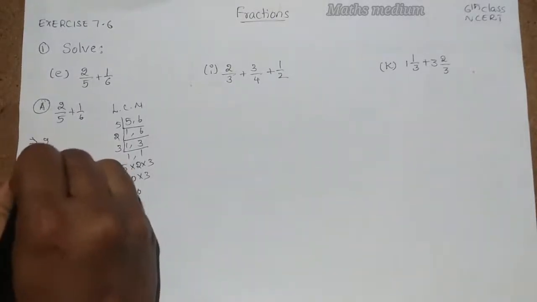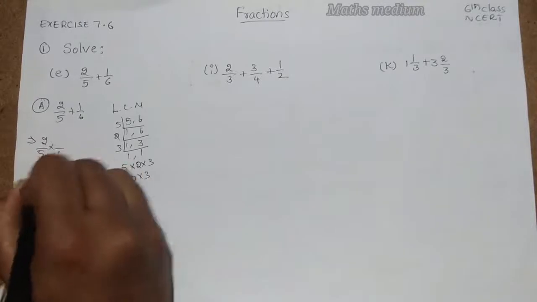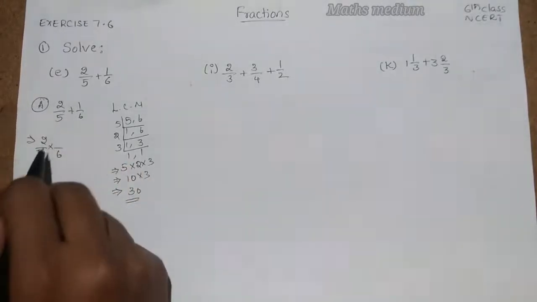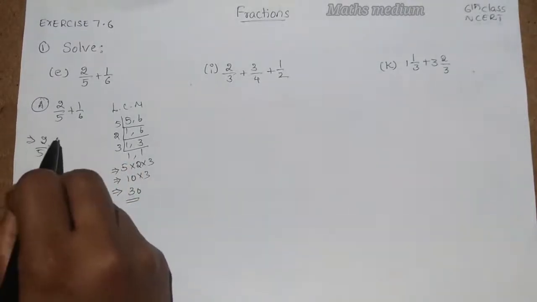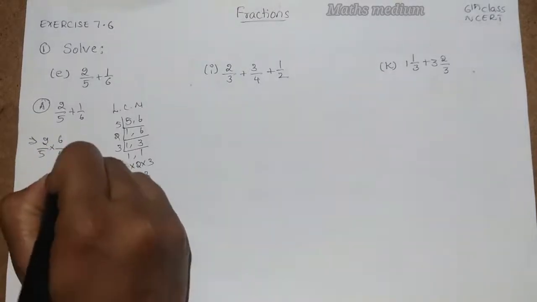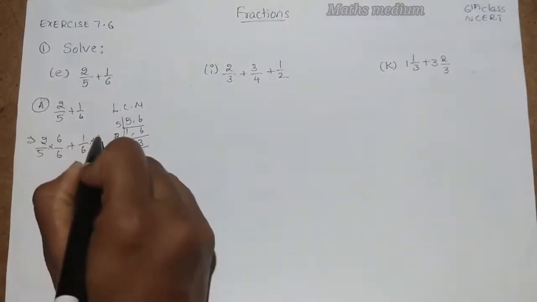So 2 by 5 into 6. 6 fives are 30. It's okay, but what about the numerator? The numerator is also multiplied by the same number. Similarly here also, 1 by 6. So 5 by 5.